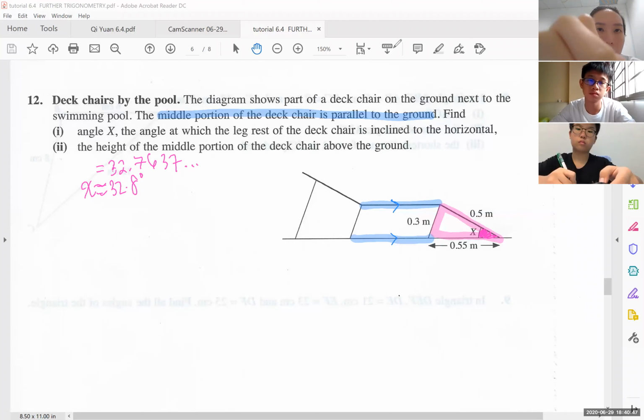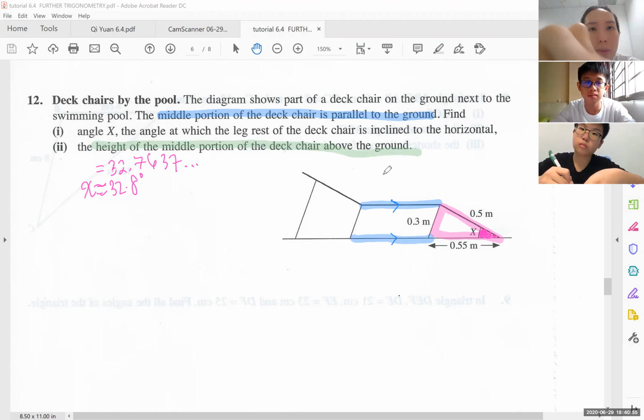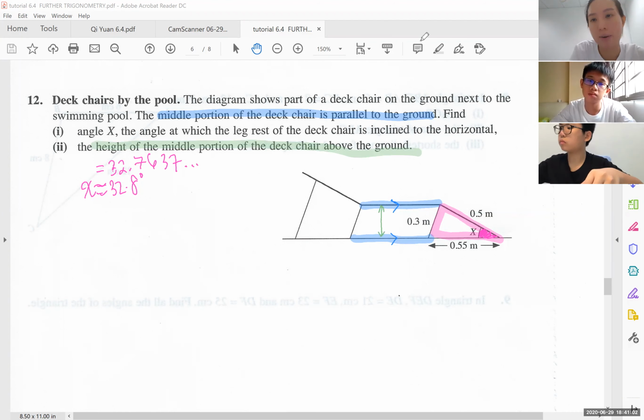Okay, so now let's look at part 2. What does part 2 say? The height of the middle portion of the deck chair above the ground, right? So it means that they want this particular height. Can you see the one in green? So what I'm going to do is I'm going to extend my parallel line. Can you see I extend my parallel line?